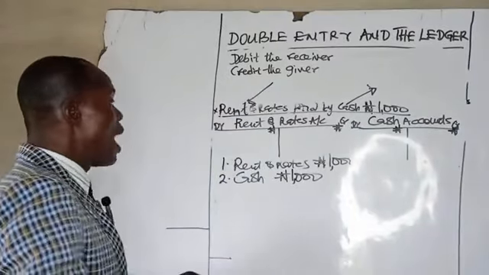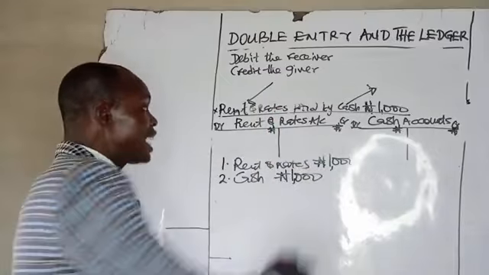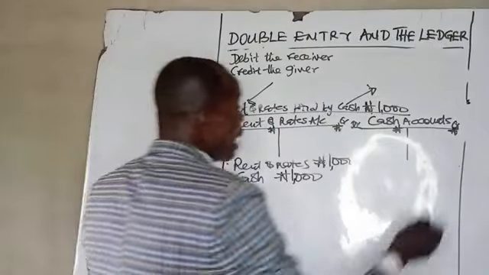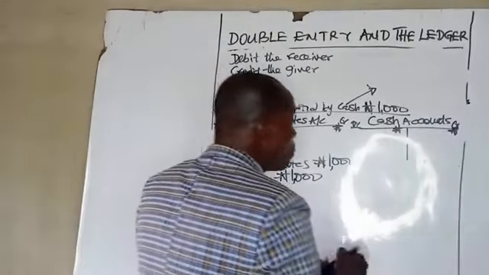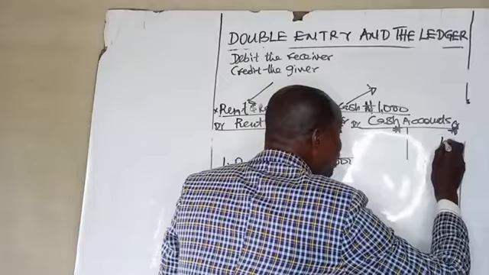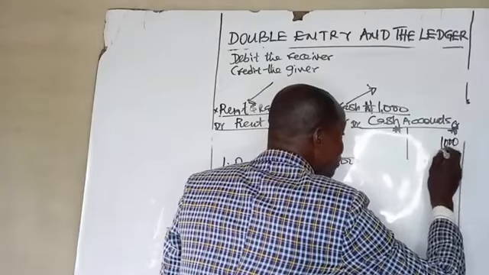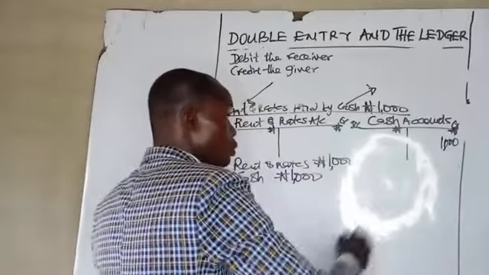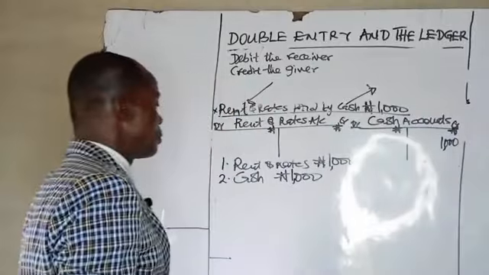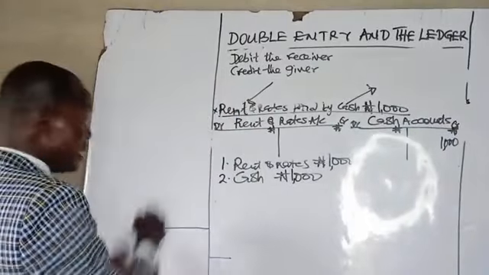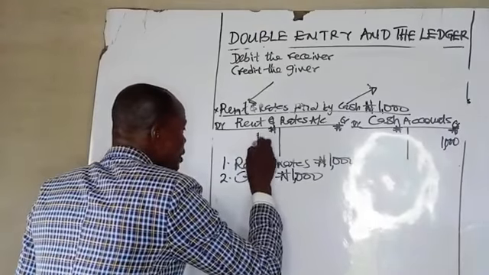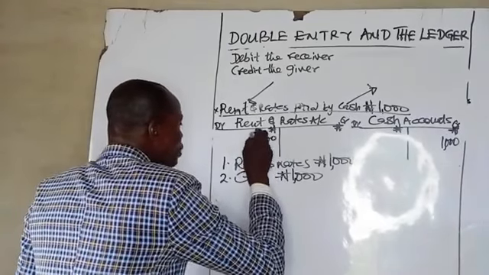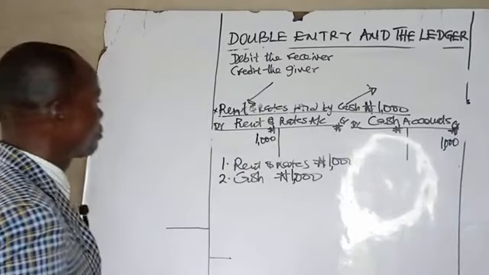Now, when you pay for rent and rates, cash is going out of the business. So that means you are going to credit cash account. This is the cash account. You put 1,000 at the credit side of cash account because cash is going out. Cash is the giver. The rent and rates that is coming into the business, that is receiving the value, you debit it. So you debit 1,000 to rent and rates account.